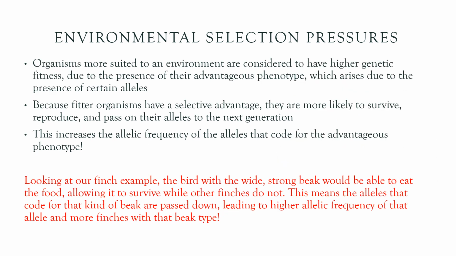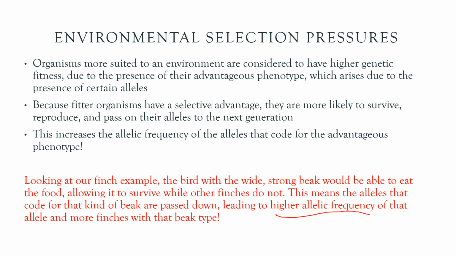So the organisms that are more suited to an environment are considered to have higher genetic fitness due to the presence of advantageous phenotypes, which arise due to alleles. So like the example we gave, the bird that had the wide, strong beak would be able to eat the food, it would be able to survive, while other finches do not. And that means the alleles would be passed down in the offspring, and it would lead to a higher allelic frequency of that beak type.